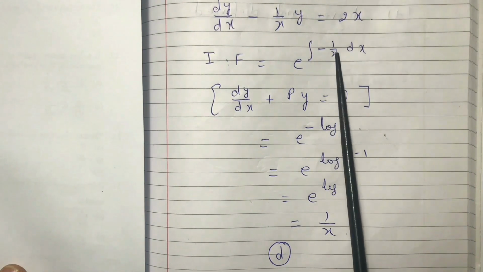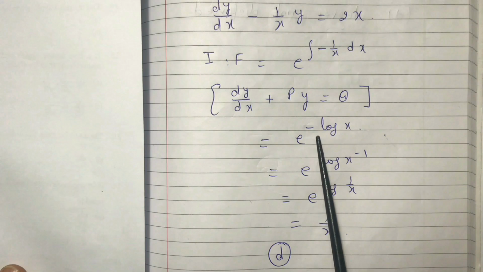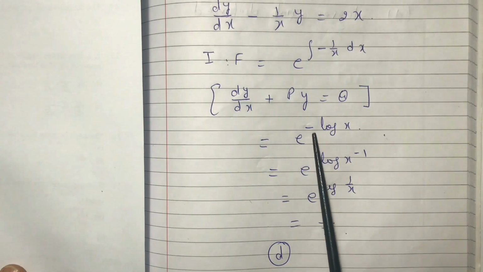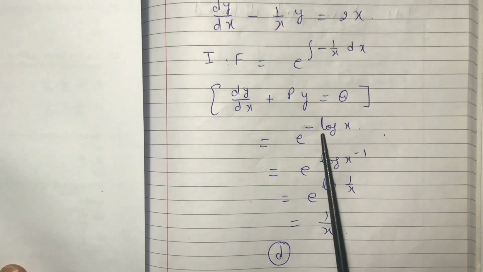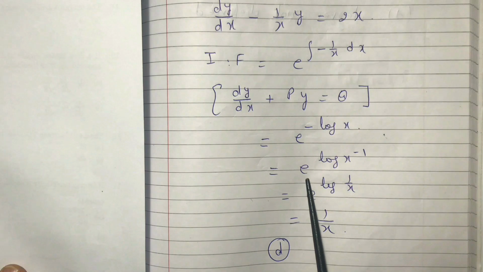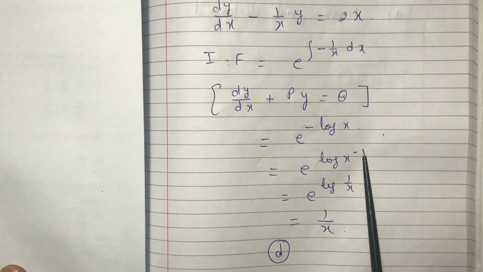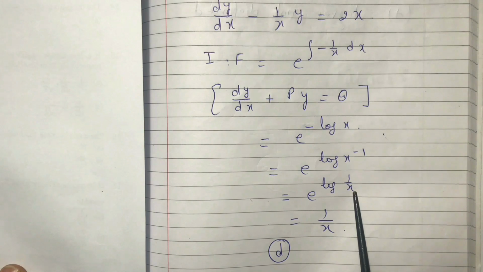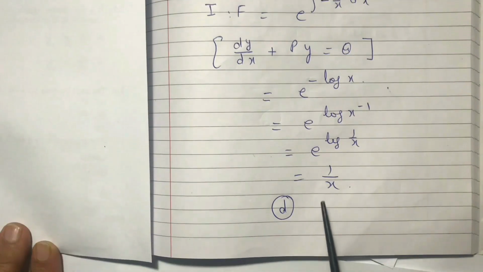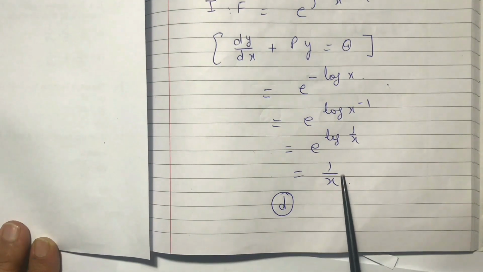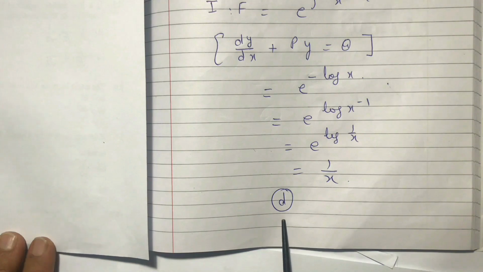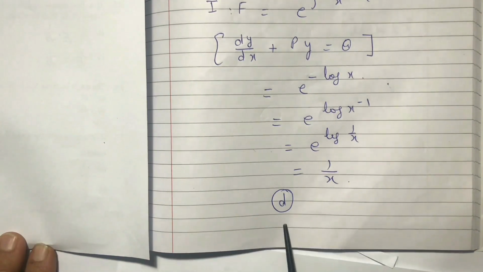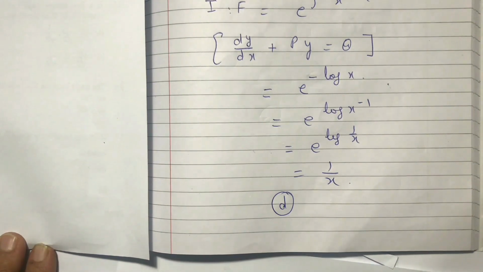And minus 1 by x, its integration is minus log x. So e raised to power minus log x. This can be written as e raised to power log x raised to power minus 1. So this is equal to e raised to power log 1 by x. So you will have 1 by x. So the integrating factor is 1 by x. So D is the option.